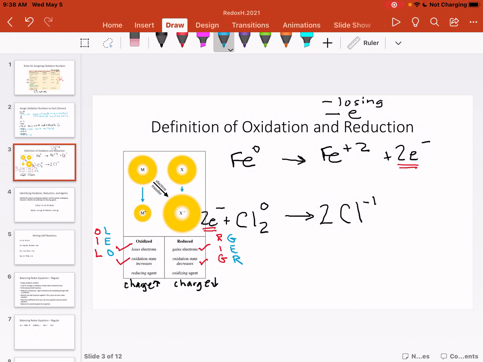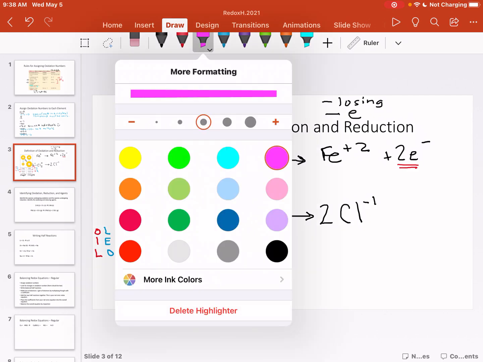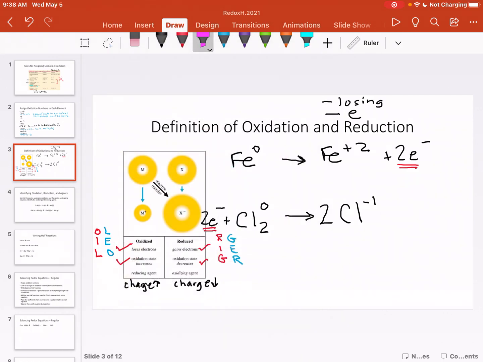So by enabling, you're often referred to as an agent. In other words, if I am oxidized, I can be referred to as a reducing agent. And if I am reduced, I can be referred to as an oxidizing agent because I allow or I enable that other thing to occur.